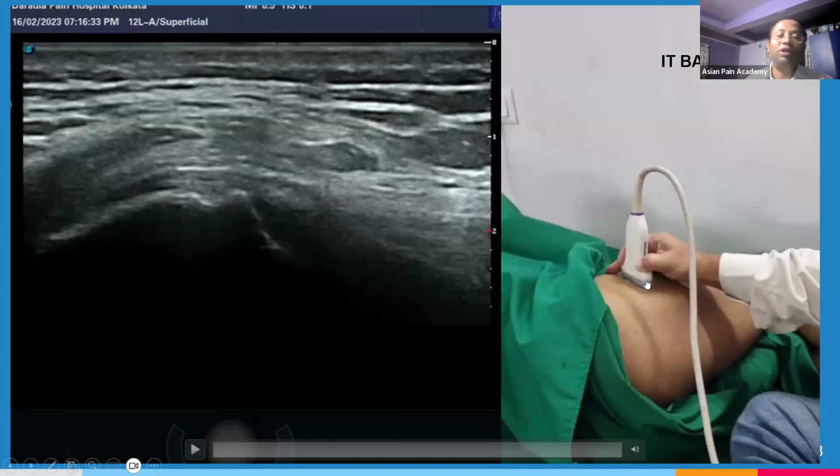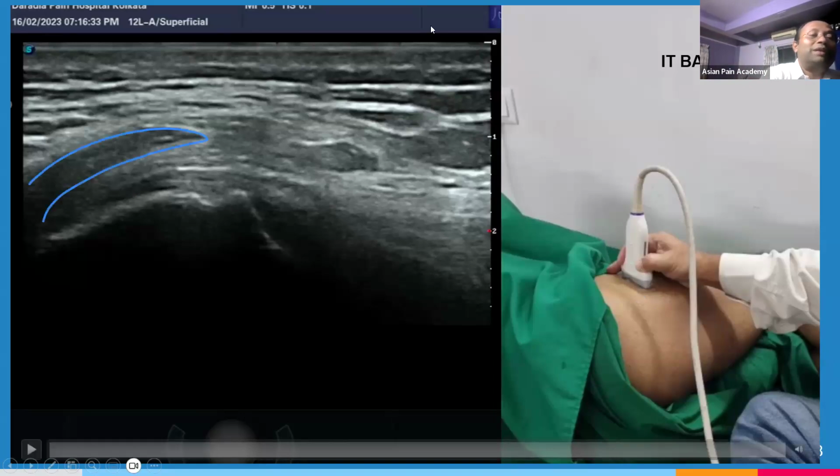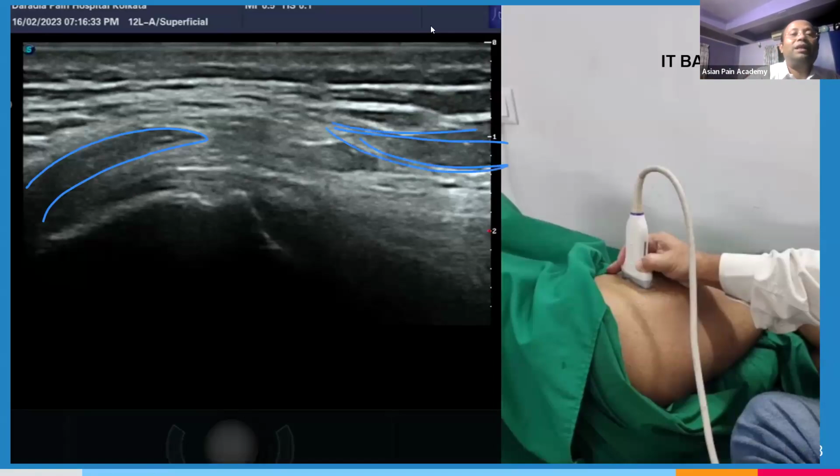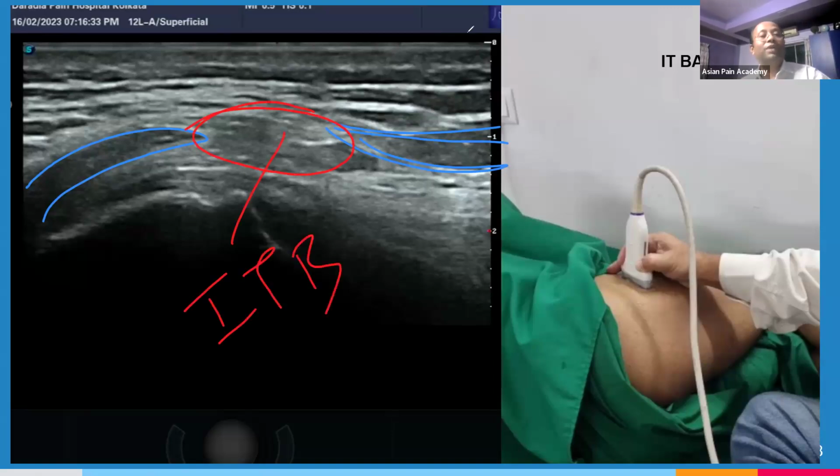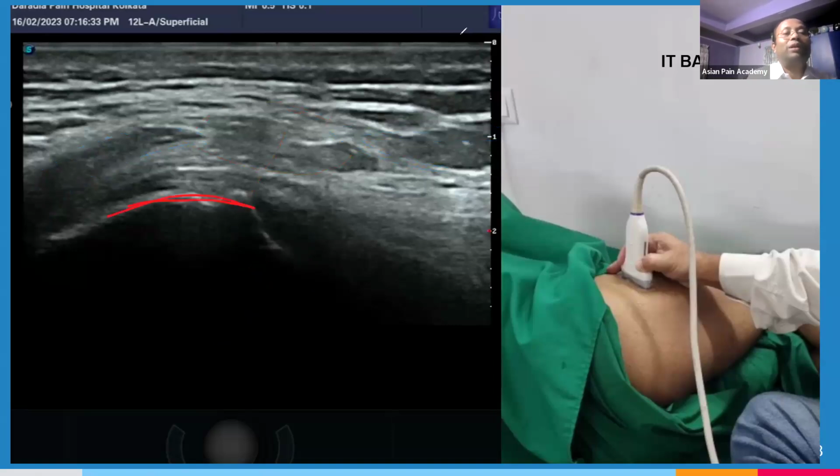You can see I'm seeing in a short axis manner. If I put the probe in short axis over the hip, this one is gluteus maximus. From the front side, tensor fascia lata will also be seen, at present not seen. And in the middle part, this area is the iliotibial band. That is where the rubbing will take place, over this bone and the iliotibial band. When we see in a long axis manner, it will be seen more clearly. So let's see.